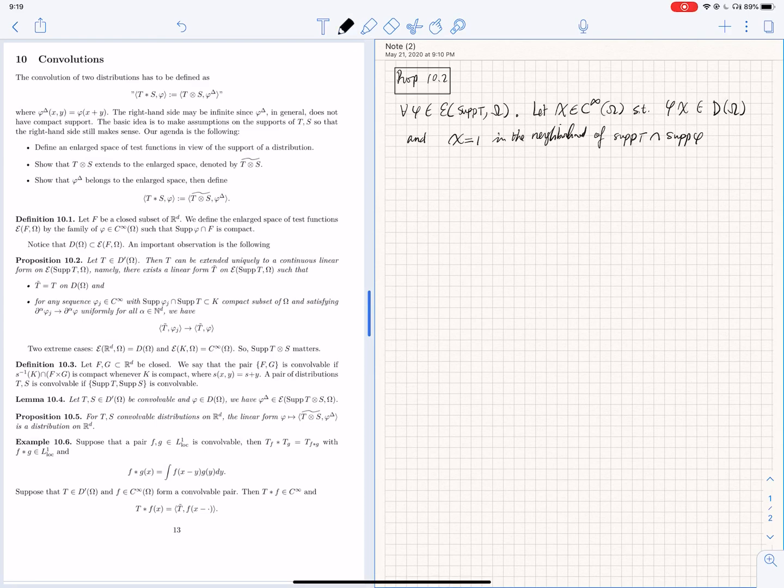Okay, once we have this, we can define T tilde as follows. T tilde applied to phi will be defined by T applied to chi phi. Since we have the requirement that the product is a test function, this right-hand side is well defined. So at least it is a finite number. In order to say that this whole thing is well defined, we still need to check that the right-hand side does not depend on the choice of chi. Otherwise, it's not a good definition. So first thing we're going to show is that the choice doesn't matter.